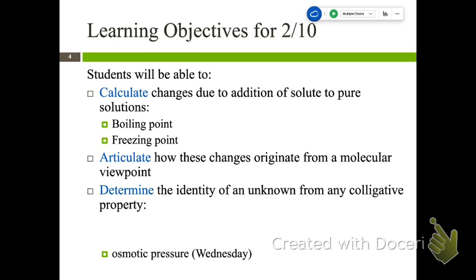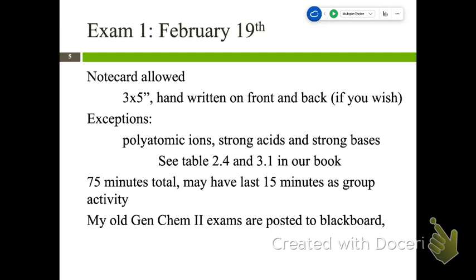Osmotic pressure we'll be talking about a little bit more in class on Wednesday. We probably won't touch on it too much today, even though your primer was related to that. So for today, we're going to be focusing on boiling point and melting point changes, and how we can use that to figure out information about a compound that we don't know much about. We can put an unknown in water and see how these things change, and we can infer a lot of information about the molecule.